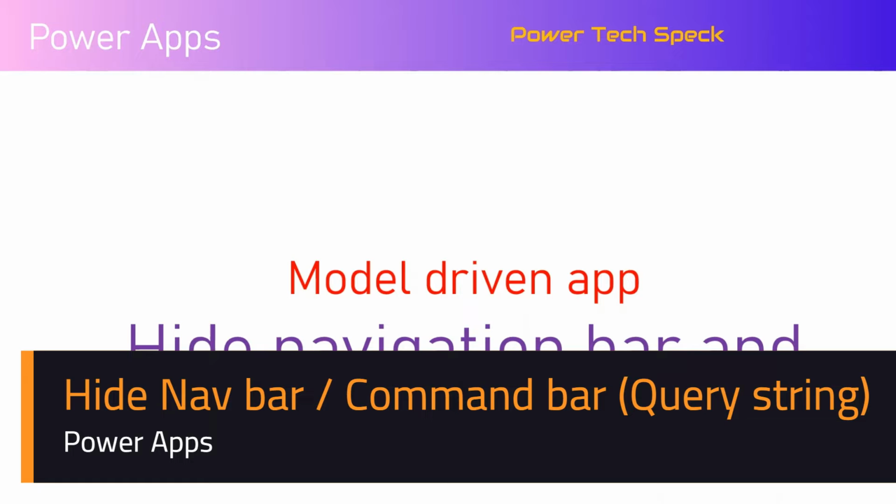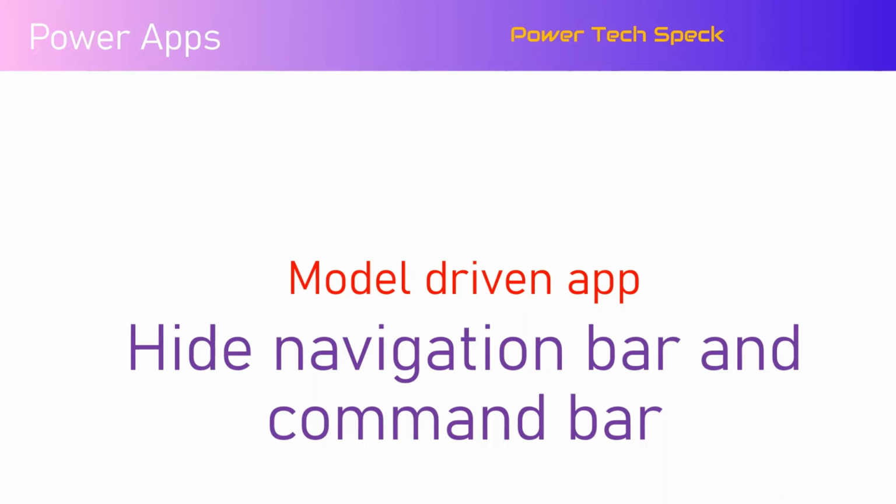In this video, I'll show you how to hide the navigation bar and the command bar in a Microsoft Power Apps model driven app. Now, why would you like to hide the navigation bar or the command bar? Maybe just to take more real estate from the screen and give it to the content area. So that's one of the reasons. Second would be to hide the unwanted commands within the command bar.